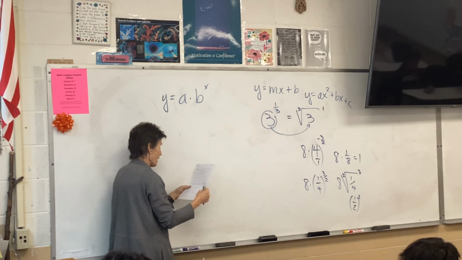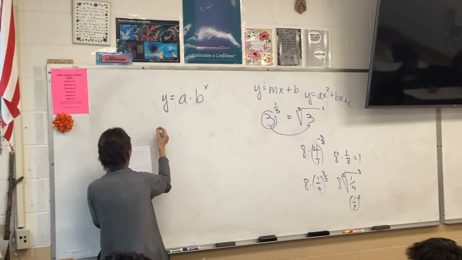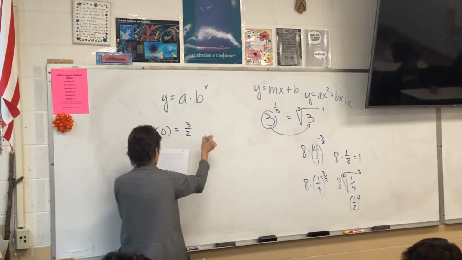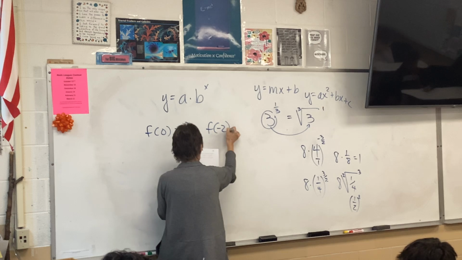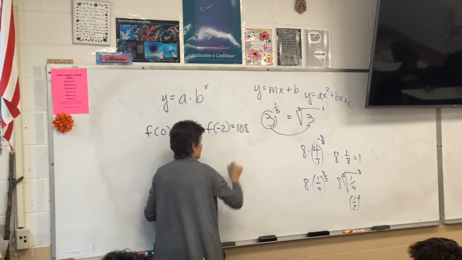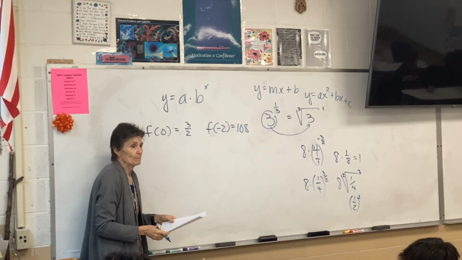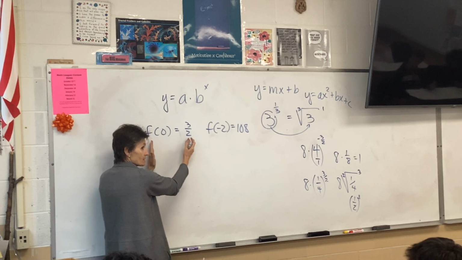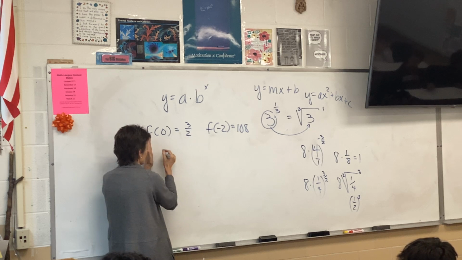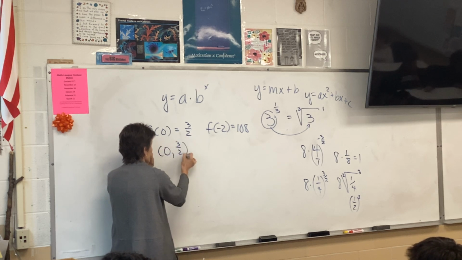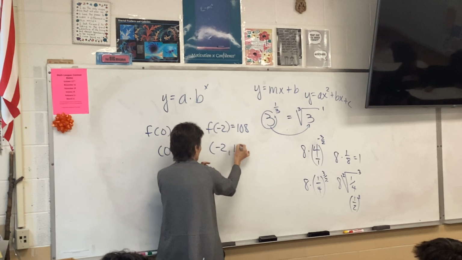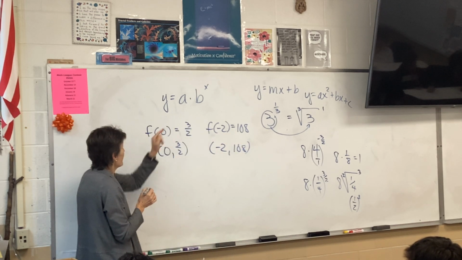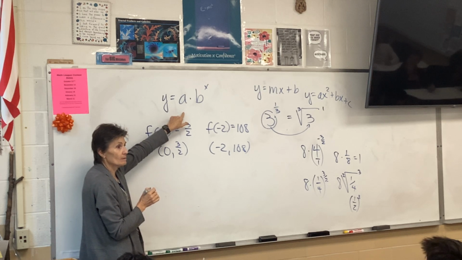So your job is to write the one that has f of 0 is 3 halves, and f of negative 2 is 108. Now, remember, this is a point. Would you agree? What point is this? (0, 3/2). And this is (-2, 108). And that's my goal, right there.